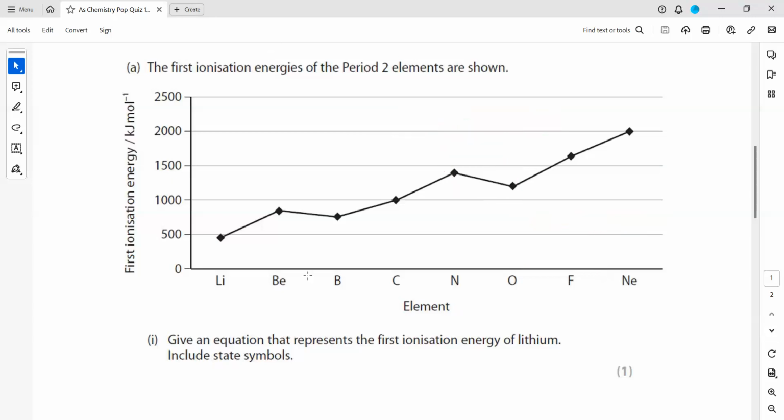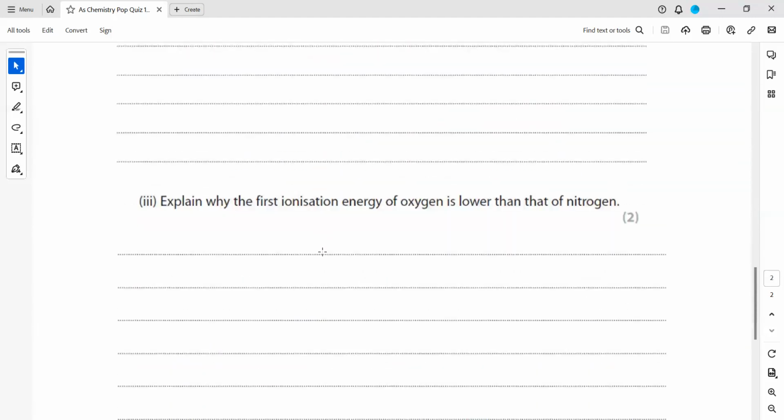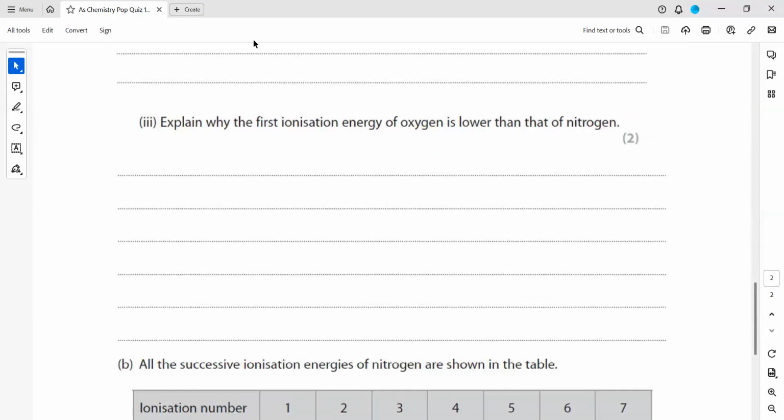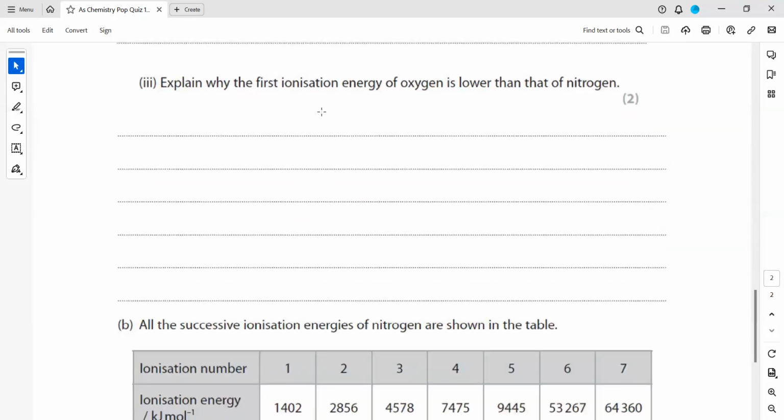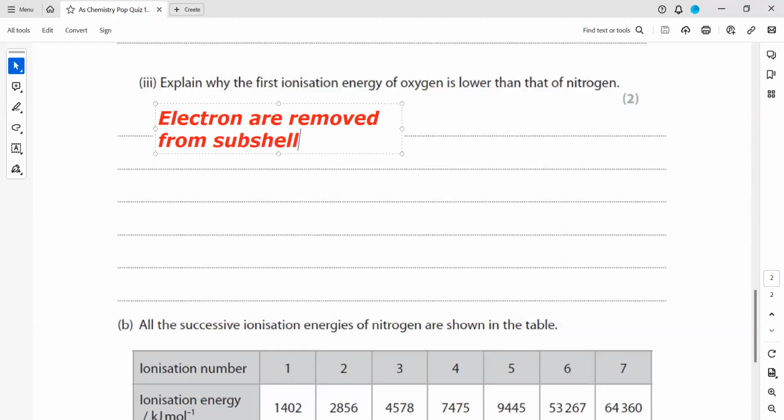So the structure of the answer for this type of question, in which we are comparing group 5 with group 6 elements for ionization energy. In both cases, electrons are removed from the same subshell, which is 2p. So they have the same shielding effect. If you remove the electron from the same subshell, they have the same shielding effect.